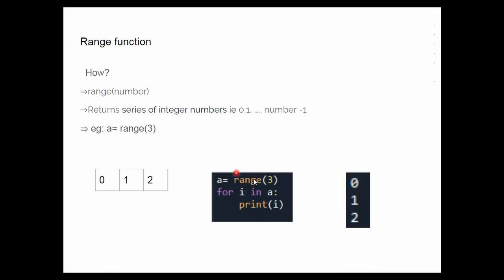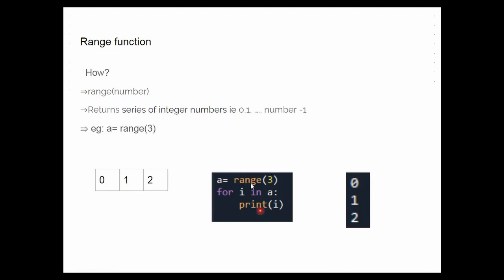Suppose this code is written: a is equal to range of 3. What kind of data will be present in a? For the first step, a will contain the value 0. So for i in a, this is the method of using the for loop. This i will contain the first value of a, so i will contain the value 0. So print i. The value of i, that is 0, will be printed here.